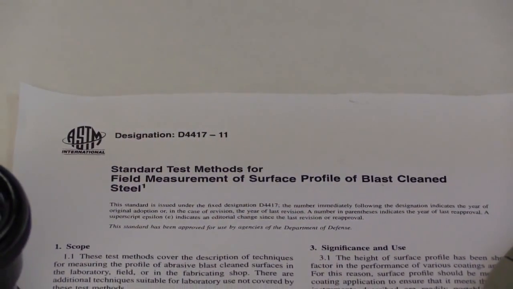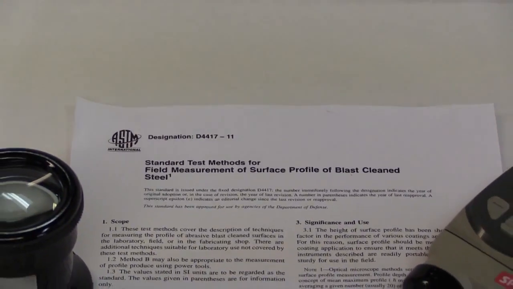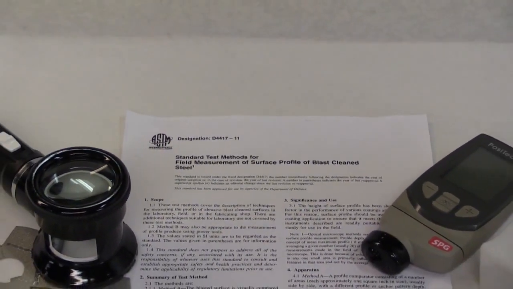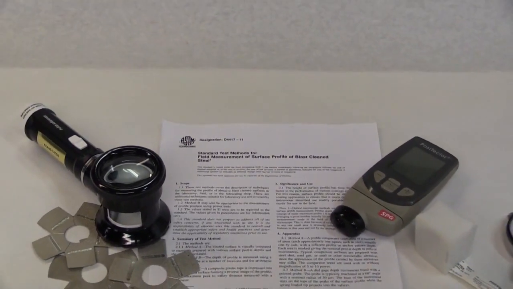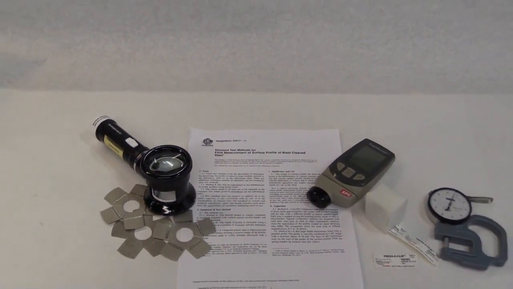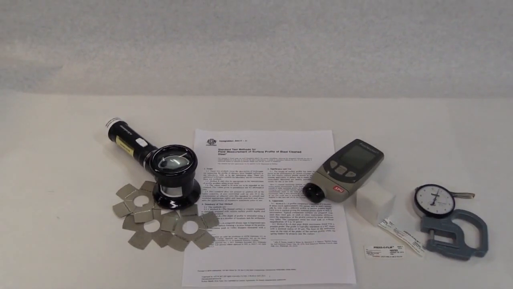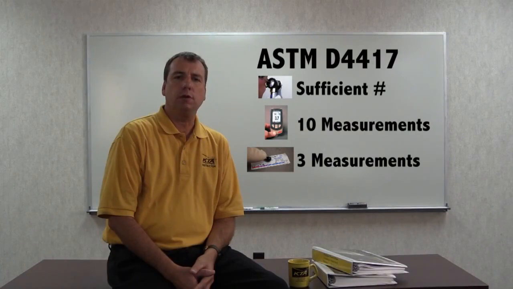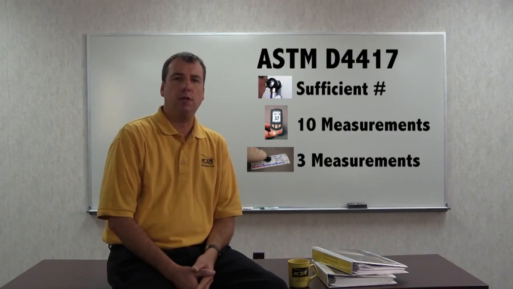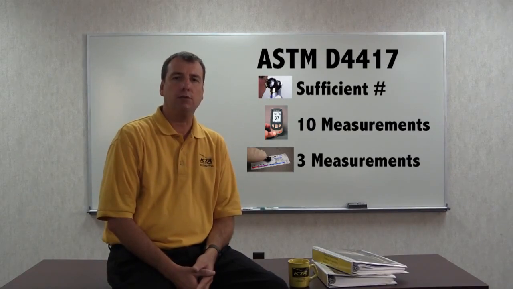ASTM D4417 describes three of these methods and includes Method A, Visual Surface Profile Comparator, Method B, the Surface Profile Depth Gauge, and Method C, Replica Tape. The number of readings to determine the average surface profile at each location is based on the number required by ASTM D4417. The average of the readings at each location is the location average. For the visual comparator method, ASTM states that a sufficient number of measurements should be obtained in each area. For the depth micrometer method, ASTM requires 10 measurements in each area, and for the replica tape method, ASTM requires 3 measurements in each area.